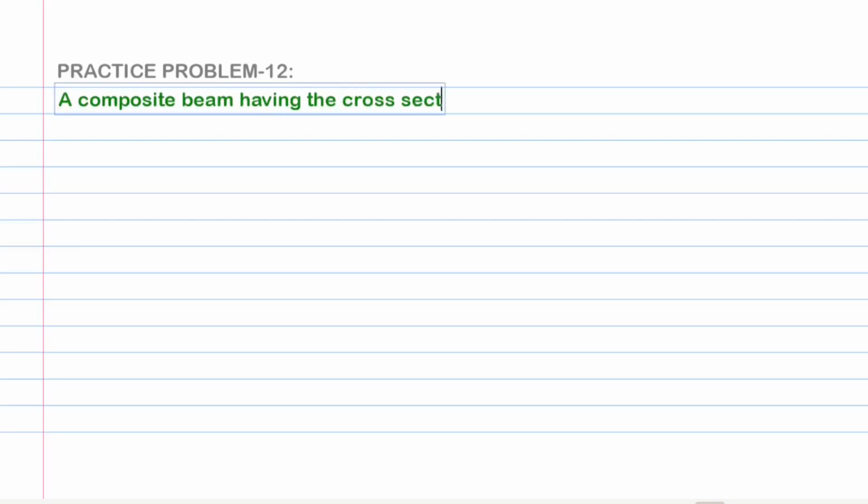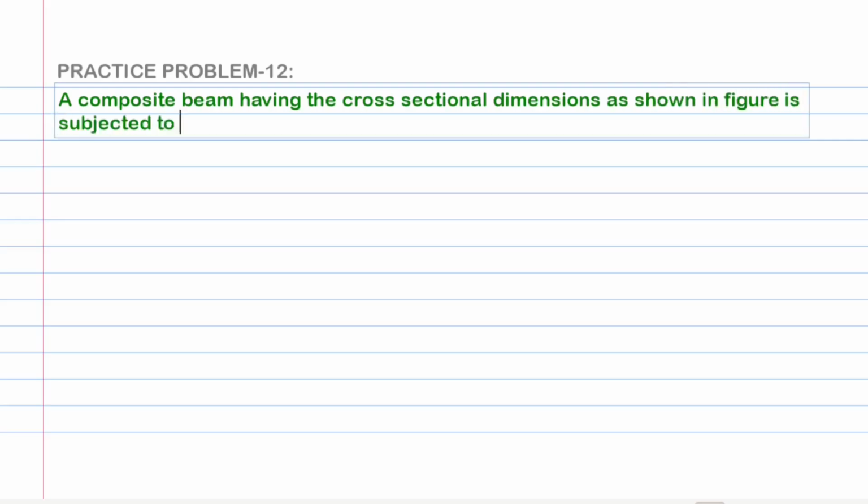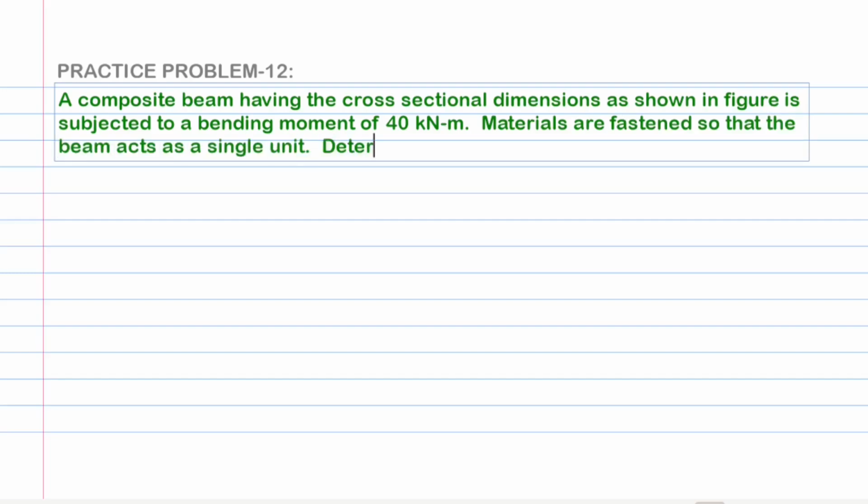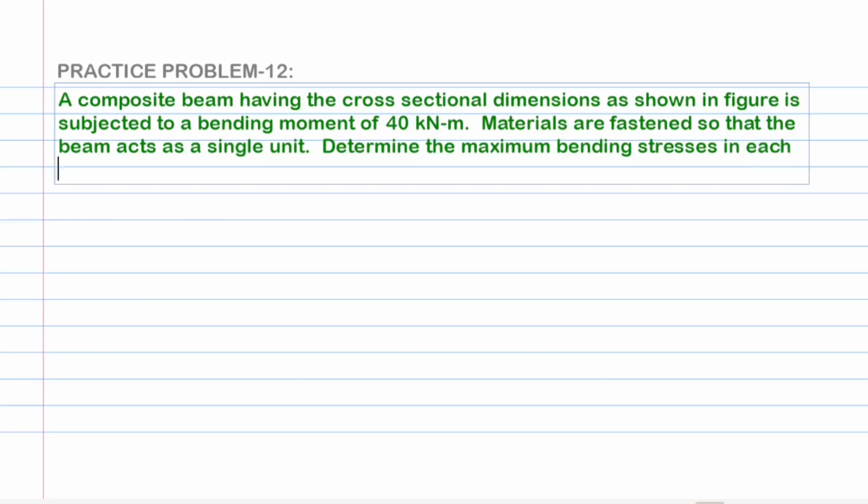Now let's proceed to practice problem 12, which is stated as: a composite beam having the cross-sectional dimensions as shown in the figure is subjected to a bending moment of 40 kilonewton meter. Materials are fastened so that the beam acts as a single unit. Determine the maximum bending stresses in each material. Dimensions in the figure are in millimeters.